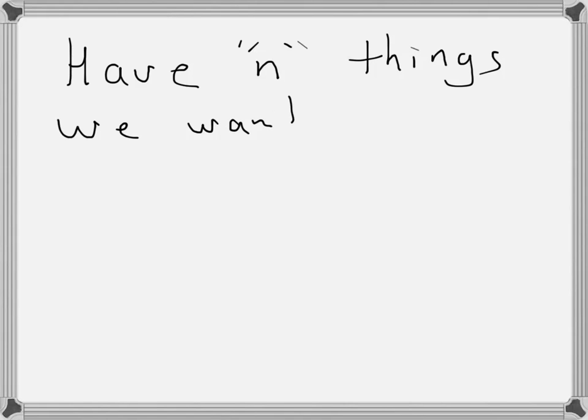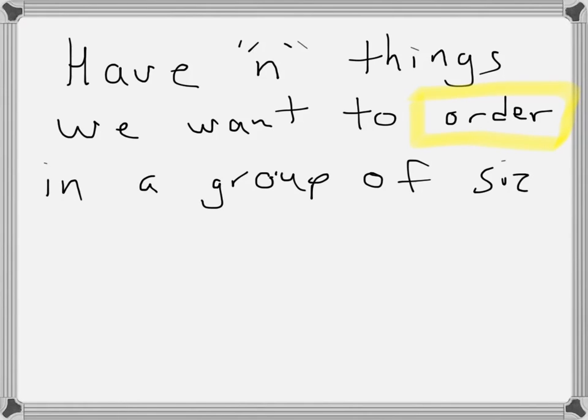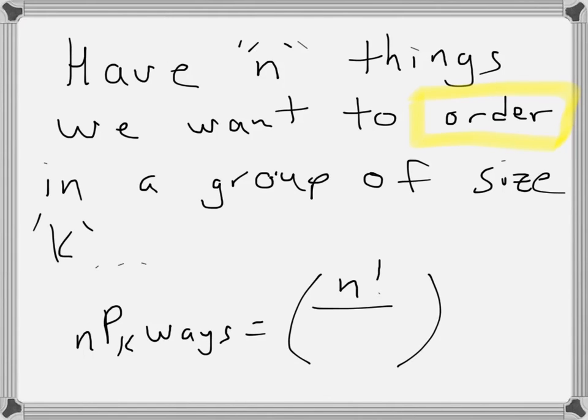So this leads us to the general rule of permutations. Let's say we have n things, n objects. We want to order them into k different ways. What we are going to notate this as is n permute k, or nPk. And that is n factorial over n minus k factorial.